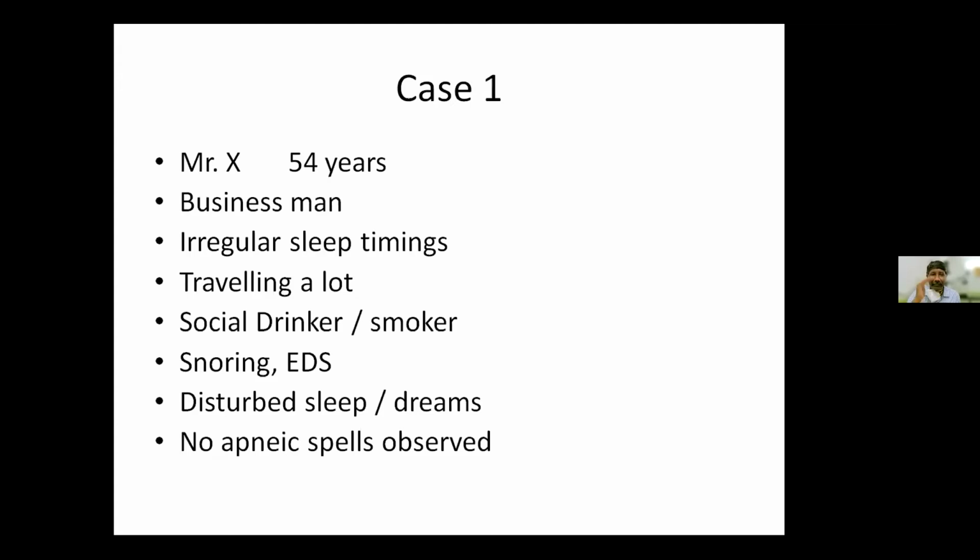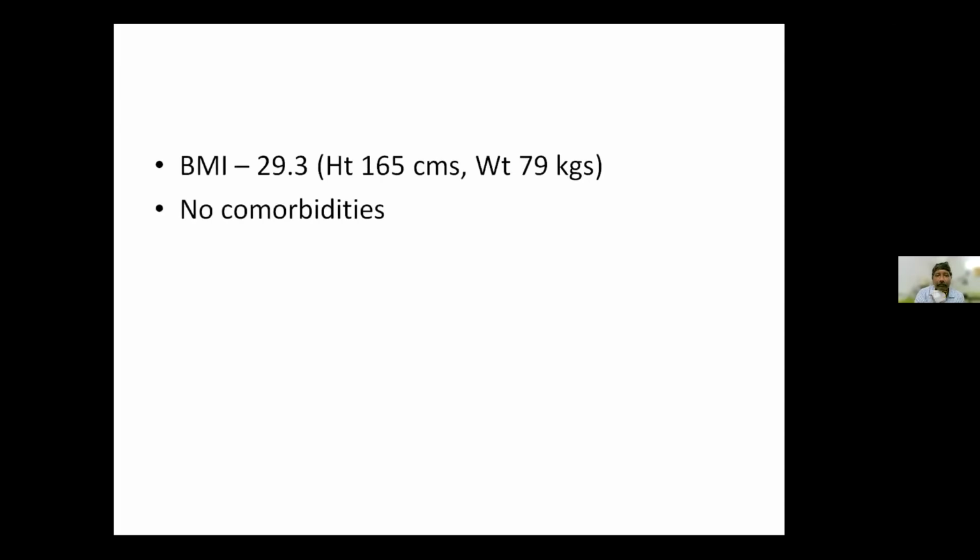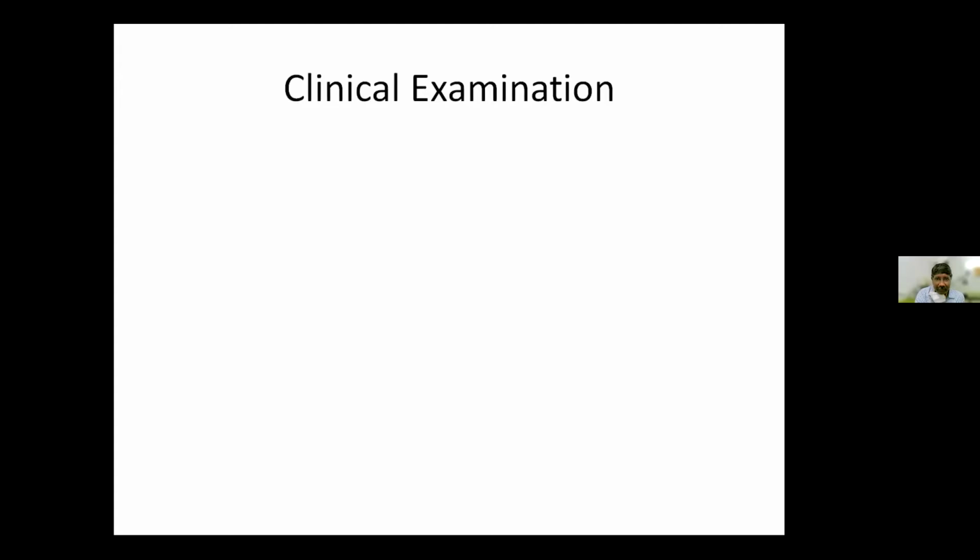As rightly said, irregular sleep timings and traveling with stress at this age, 54 years, so we have to rule out other parts of the story. And we would also like to know what other possible options there are. So here, as we said, we will have a detailed history. And as you asked, the height and weight: the BMI is around 29.3 here, with no comorbidities, no nasal symptoms.